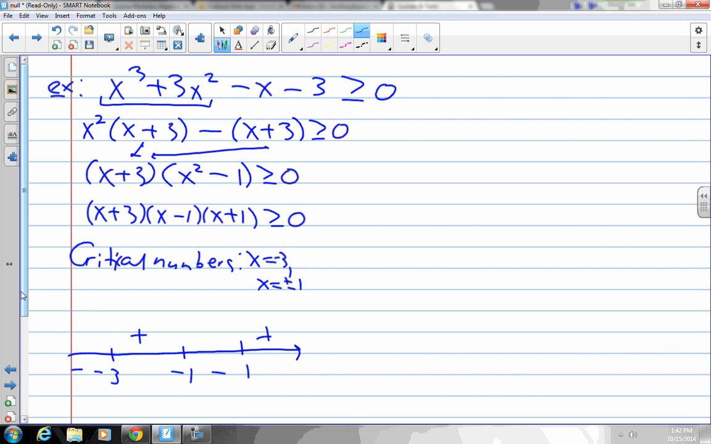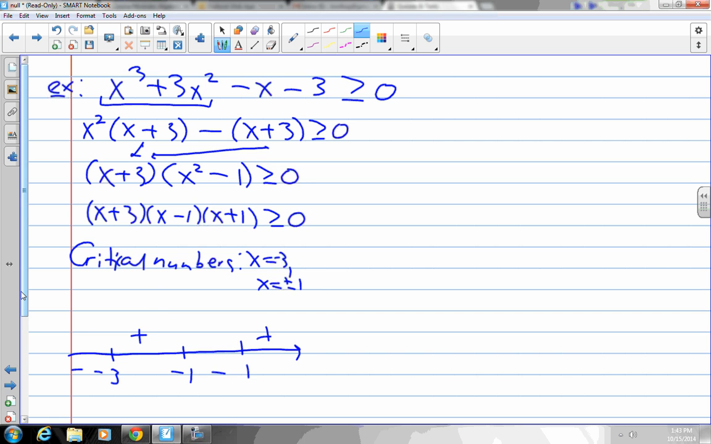Are you okay with how I'm producing those little pluses and minuses? All you need is 1, and then you use multiplicity. How you get that one sign is up to you. I used end behavior. You could have taken 0. Plug 0, you'll get negative 3. That's your y-intercept. So it's negative over there. Then you alternate because of the multiplicities.